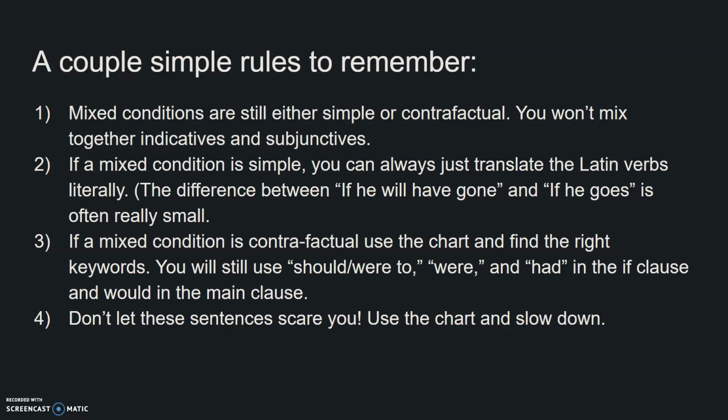Now, if it's contrafactual, use the chart, find the right keywords. You're still going to use "should" or "were to" for future, "were" for present, "had" in the if clause, and then that "would" word needs to be in the main clause. And just translate it like they're two different parts. So just look for this part of the sentence, this is the keyword I need. For this part of the sentence, this is the keyword I need. Then put them together and see if it makes sense.